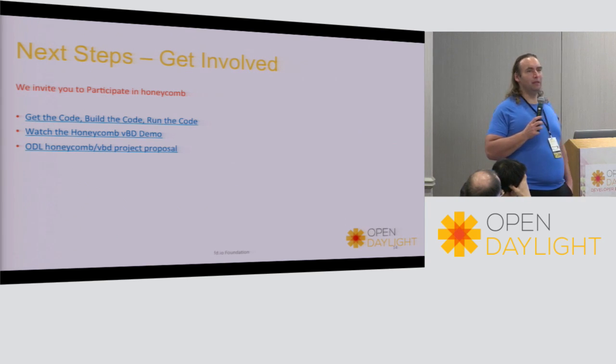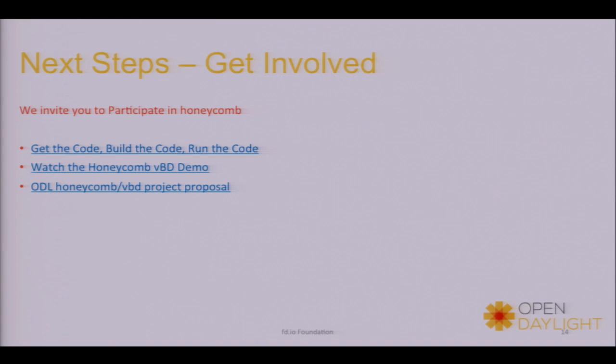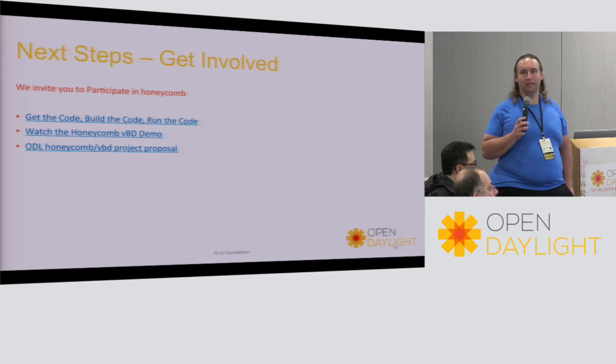So rather than having a million different apps reaching down to the Honeycomb agent, which interestingly enough would work, the app coexistence problem is way easier than the app coexistence problem you get with OpenFlow. But it's just nice to have one set of people sort that problem out and then make it available to the community so anyone who needs a virtual bridge domain can just program one.